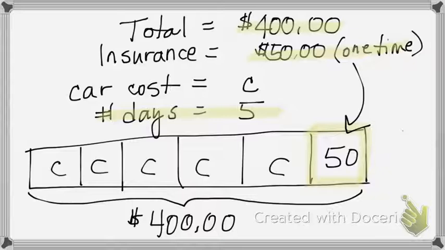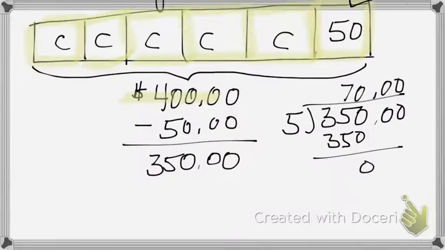And then these 5 C's are for each day, so day 1, day 2, day 3, day 4, day 5. You might have used D. I used C. So all of that, these 5 C's plus the 50 are going to equal up to 400 now. Pretty simple from there then.